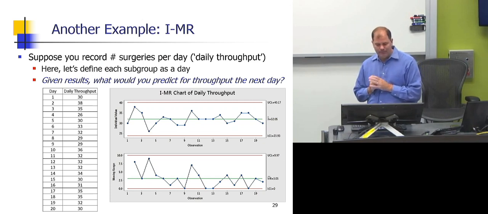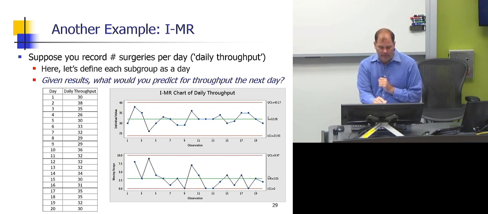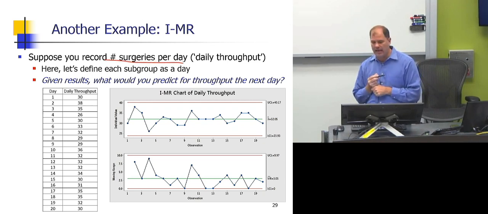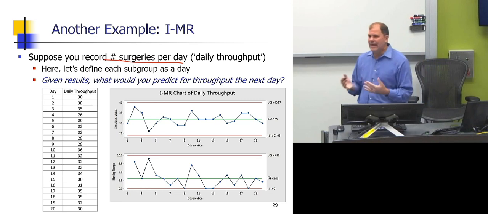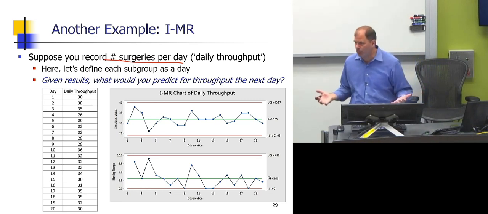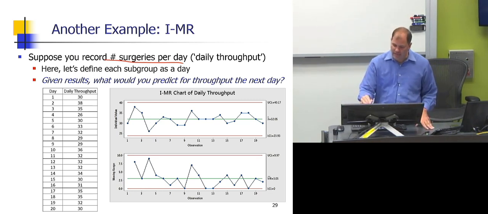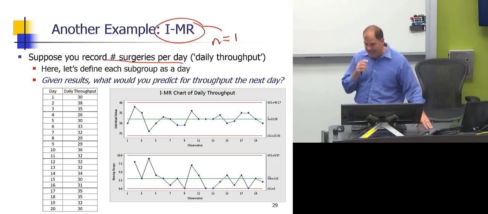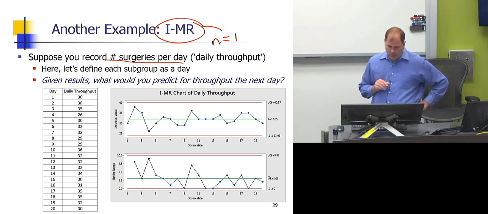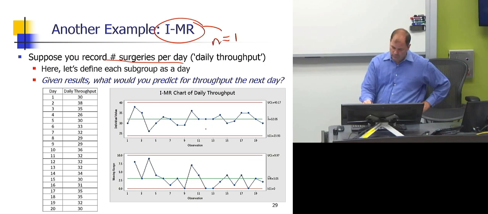Let's do a different example. Let's say you have a healthcare example where you're keeping track of the number of surgeries per day. Now, in this case, I'm not going to have subgroups. I'm just going to have n equals 1. And because of that, I make an IMR chart. And what would I conclude here? Am I in or out of control? In control. In control. Stable.